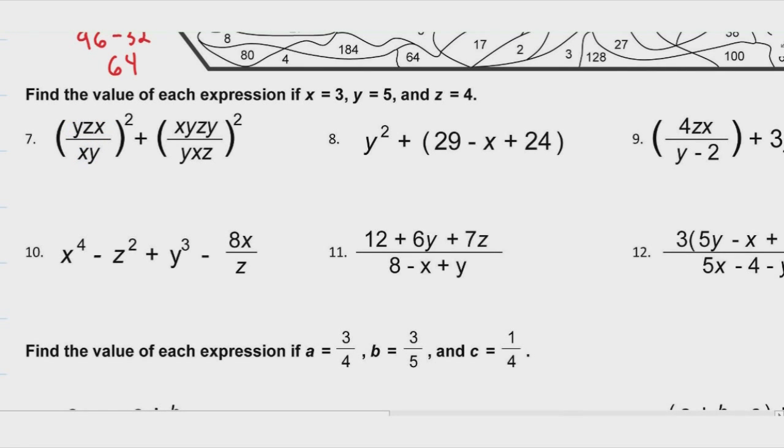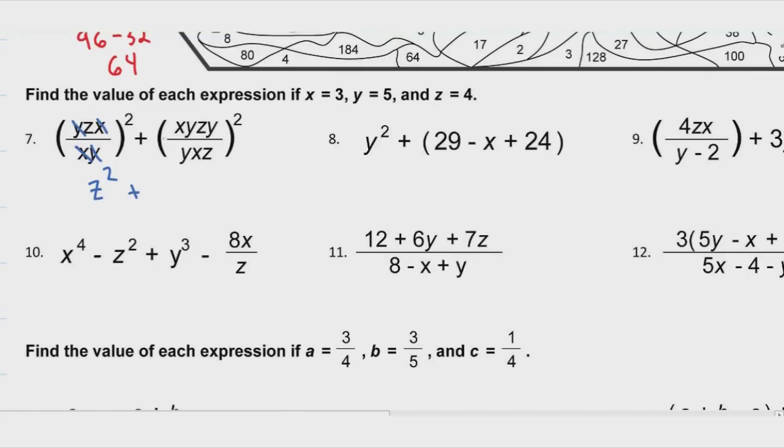Well, since I have a y on the top and a y on the bottom, just cross them out. I have an x on the top and an x on the bottom, just cross them out. And we can do this because it's all multiplication and division. And multiplication and division are the same family, so we can kind of do it really quick without any problems. So this actually just leaves us with z squared, or z to the second power.